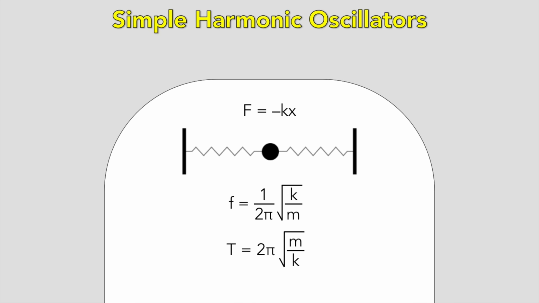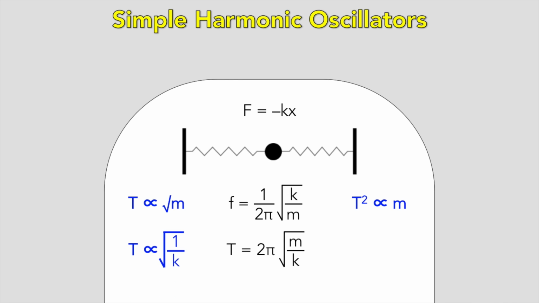Using the mass spring system and these equations, you can deduce that T is proportional to the root of m, and therefore T squared is proportional to m. Isn't that lovely? I love squares. And also you can deduce that T is proportional to root 1 over k, and therefore T squared is proportional to 1 over k.